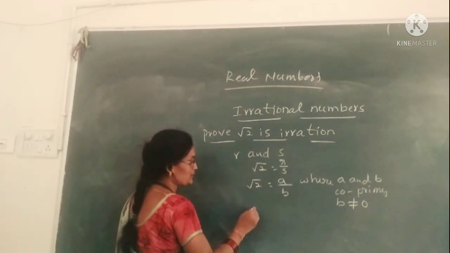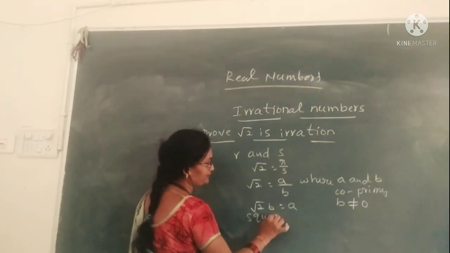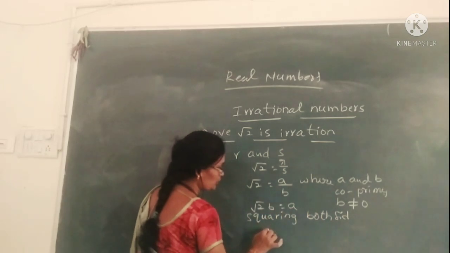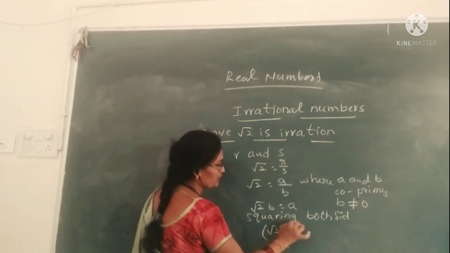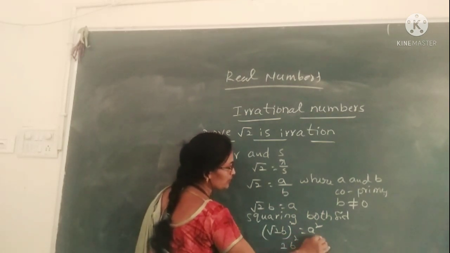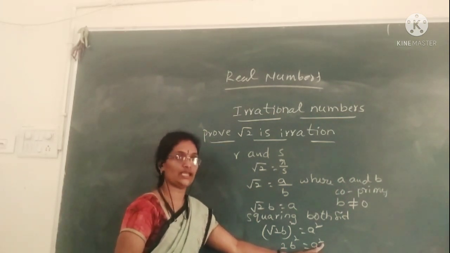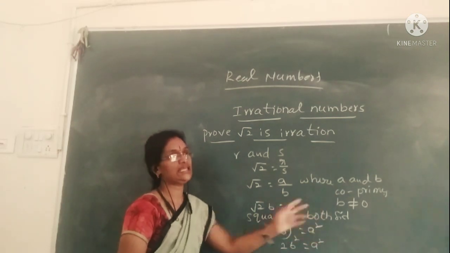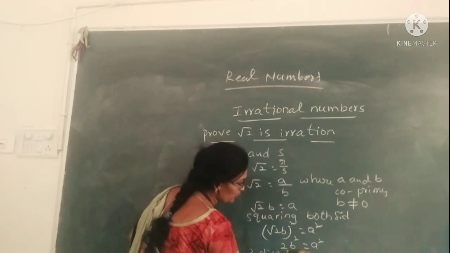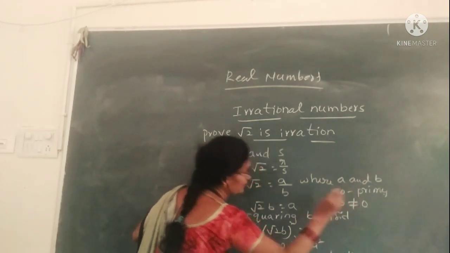By cross multiplication, root 2 B is equal to A. Squaring both sides, root 2 B whole squared is equal to A squared, so 2B squared is equal to A squared. We can see that 2 divides A squared, and so 2 divides A.